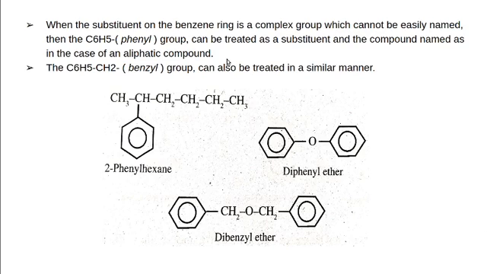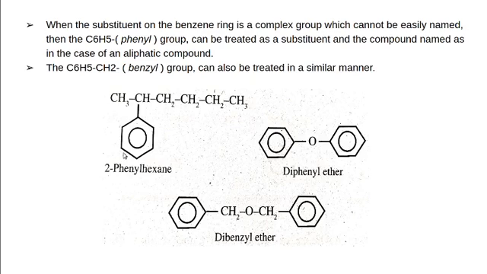Now let us discuss the benzene ring with a complex group. When the substituent on the benzene ring is a complex group which cannot be easily named, then the C6H5, that is a phenyl group, can be treated as the substituent and the compound named as in the case of an aliphatic compound. The C6H5CH2 benzyl group can also be treated in the same manner. That means when the substituent is a large or complex group, we can name the compound by using the phenyl group as a substituent.